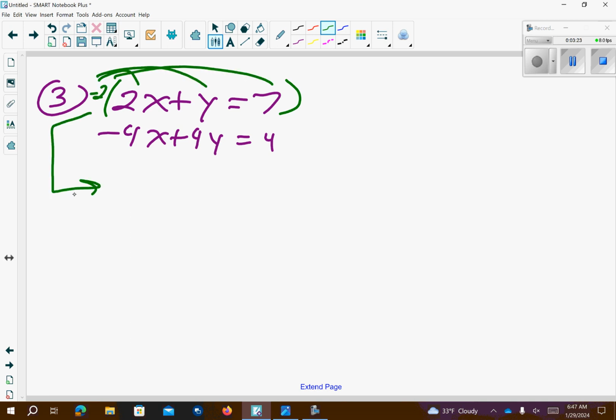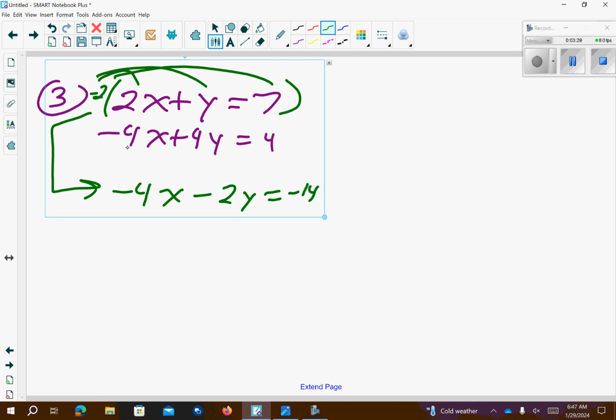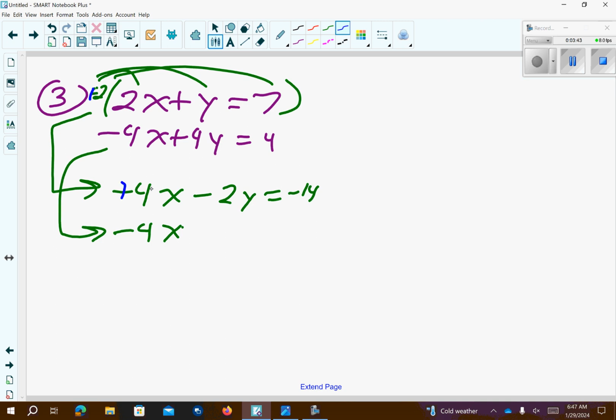So let's bring this equation down here. That's going to give me negative 4x minus 2y equals negative 14. And then I'm going to bring my other equation down here, just right underneath it. Oh, you know what? That should have been a positive. That should have been a positive too right there. So that would have been all those signs positive. I'm sorry, I made a wrong sign error on that. And then 4x plus 4y is equal to 4.